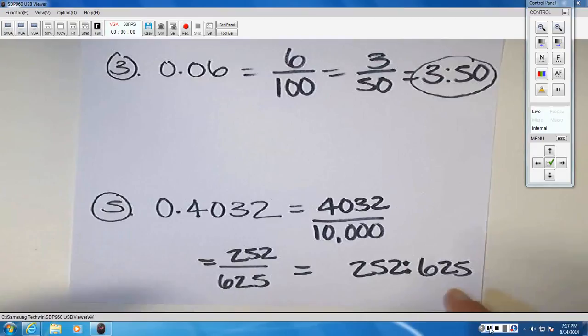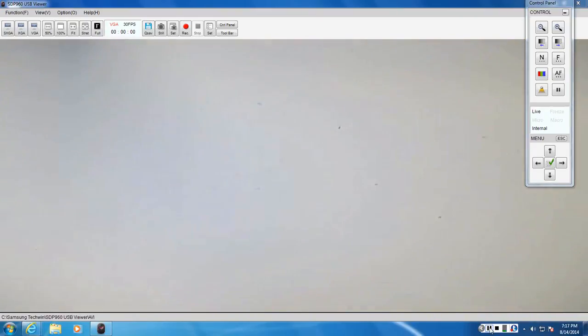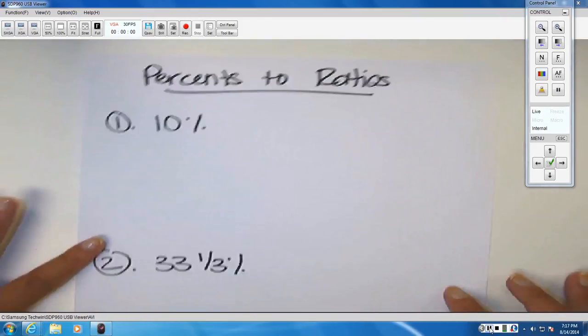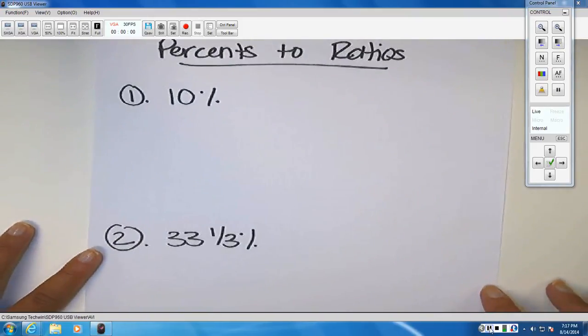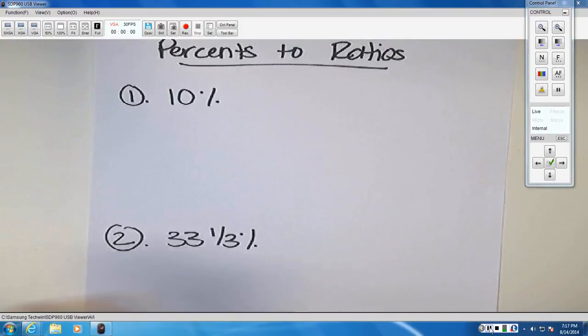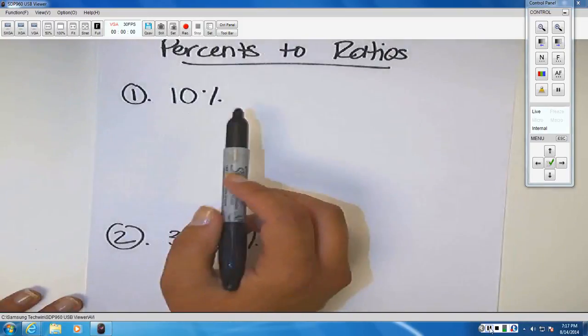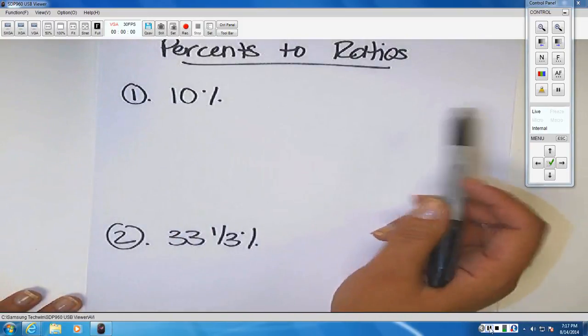Now let's move on. Next, we're going to do percents to ratios. So here we're going to do number 1. Number 1's a pretty easy one. We're simply going to take 10% and turn it into a ratio.